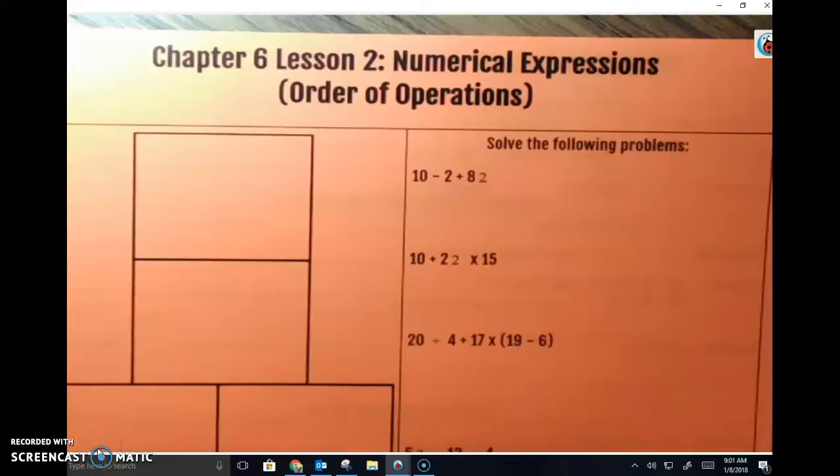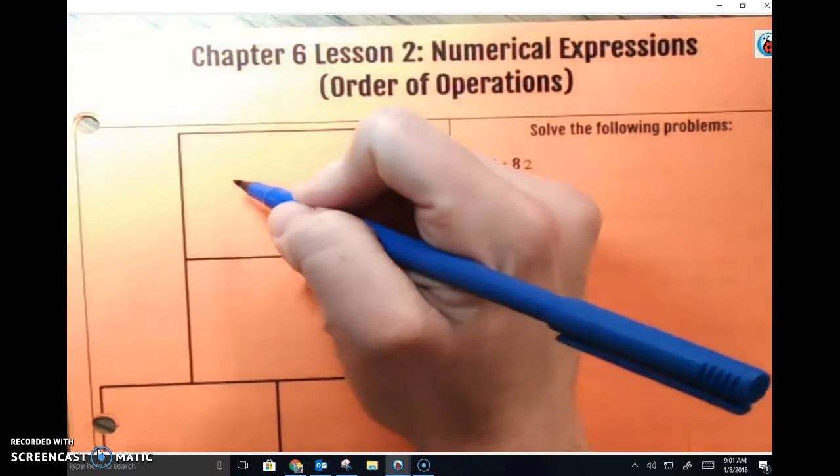In this screencast, we're going to be talking about Chapter 6, Lesson 2, which is called Numerical Expressions, also known as Order of Operations. That means we're going to be using the saying, "Please Excuse My Dear Aunt Sally." But since we're in 6th grade, I'm going to show you something a little different. Some of you might have seen this before.